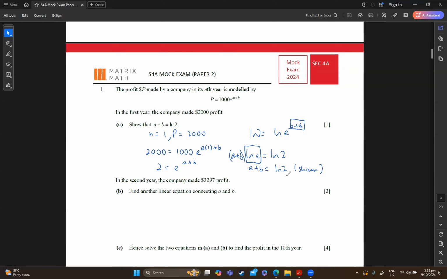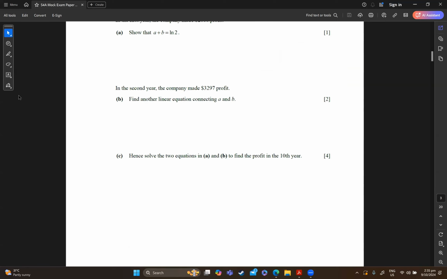Okay, part B, find another linear equation connecting A and B. So they say that in the second year, the company made $3,297 of profit. So this is what you want to do. You write down 3,297 equals 1,000 e to the power of 2A plus B. So bring the 1,000 down here. So 3.297 equals e to the power of 2A plus B.